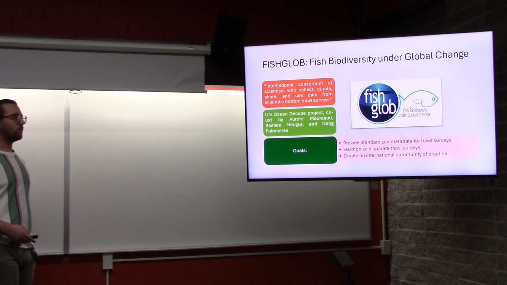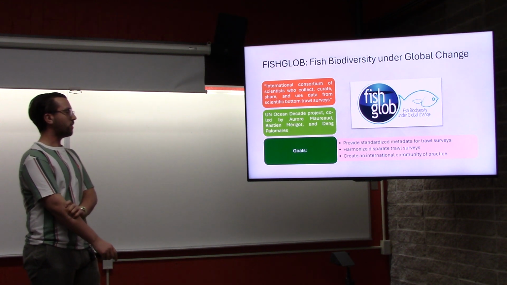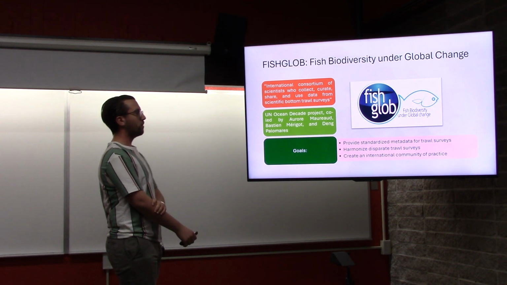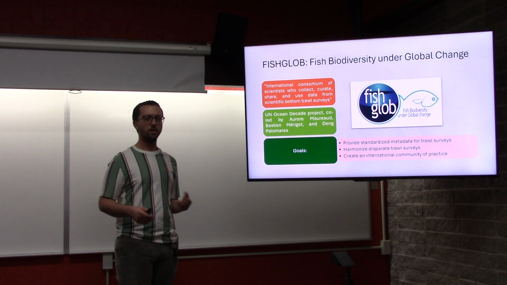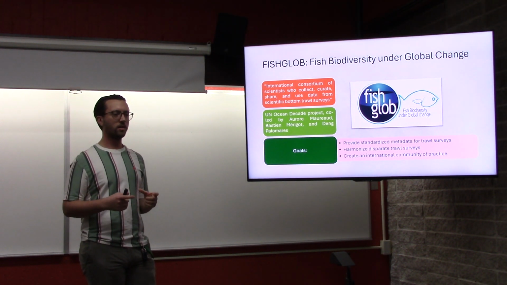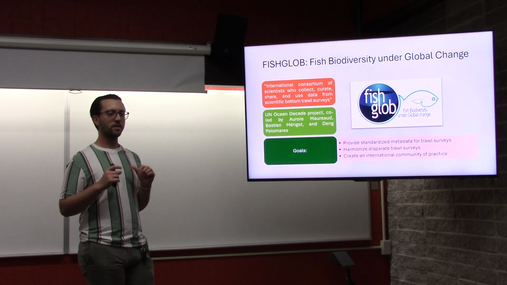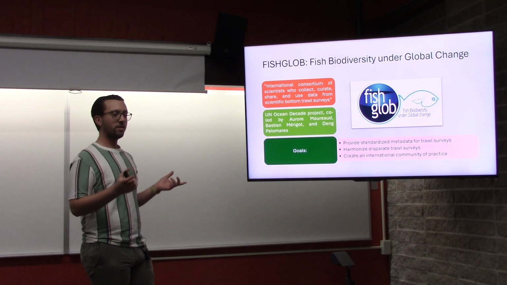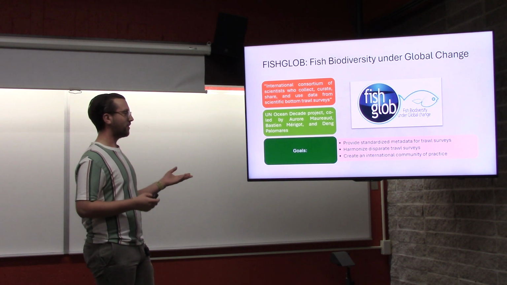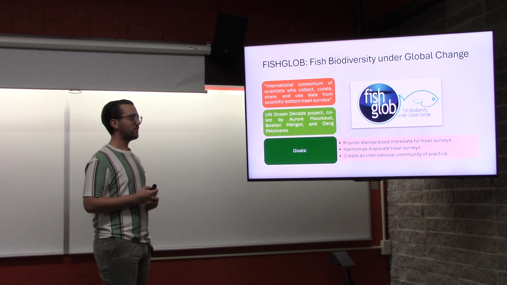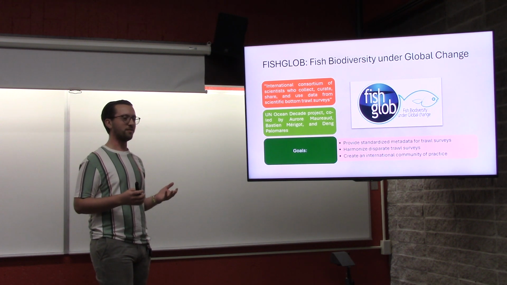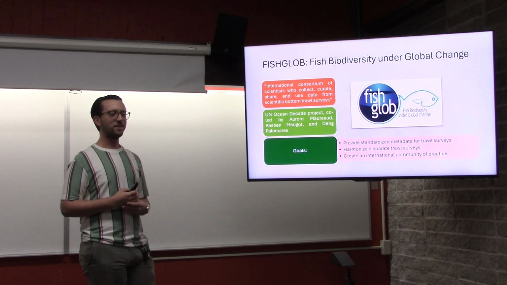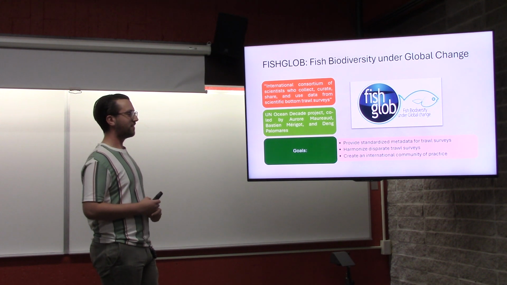So this is the data set. It's called FishGlobe, Fish Biodiversity Under Global Change. It's created by this consortium of scientists, and it was once a UN Decade project. I think that's how it got the money to get off the ground and put together all these surveys, but it has since run out of that money, or the decade is over. So they have been applying for funding. There's a conference coming up next week to basically determine if this lives beyond this year. And it would be a real shame for it to go because, I'll show you the size of it in a second.